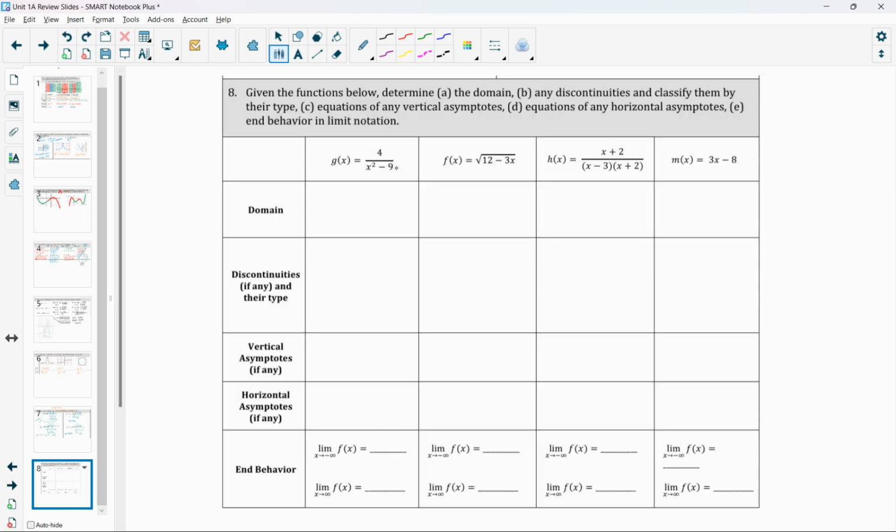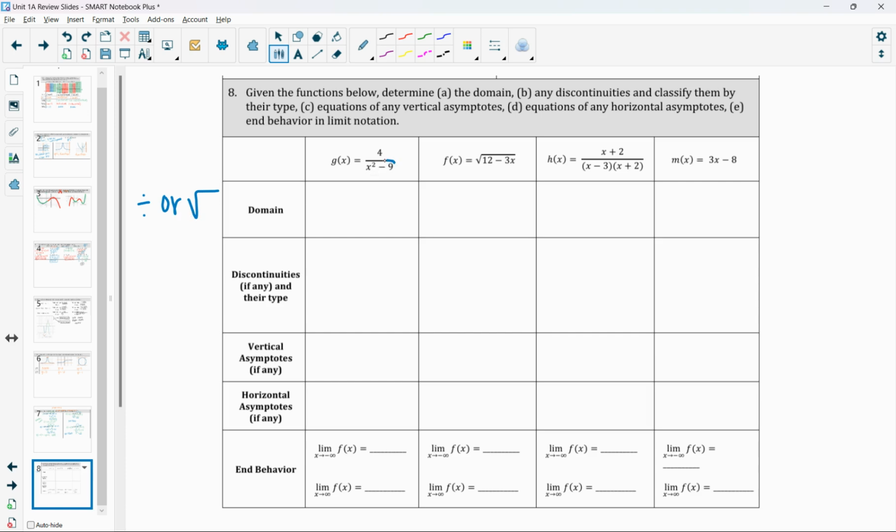And then number 8 asks us to do a bunch of things: determine domain, discontinuities, classify them, find vertical asymptotes, horizontal asymptotes, and then look at end behavior. So remember that the things that we're looking for when we're looking for domain is, do we see division or a square root? Okay, if we do, then there's possibilities of issues. If we don't, then it's all real number domain.